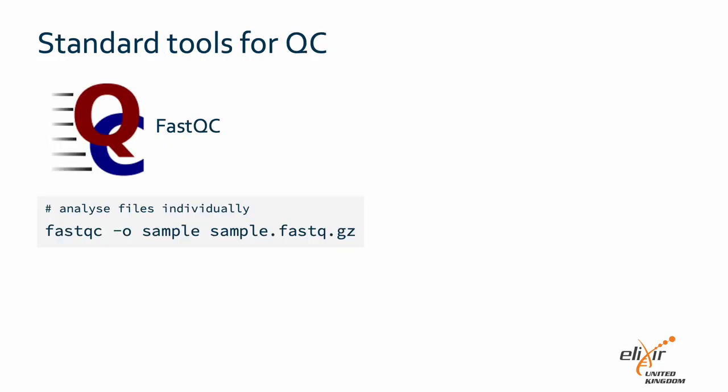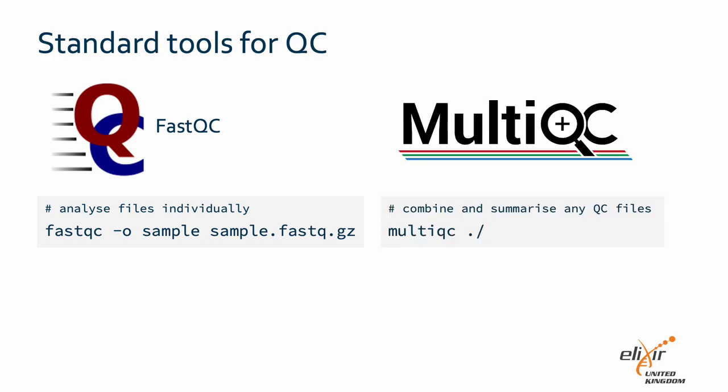FastQC is one of the most commonly used tools for generating QC reports on individual sequencing data files, and MultiQC is increasingly used to summarize QC from multiple samples into single plots. Both tools are very easy to install and run at the command line.